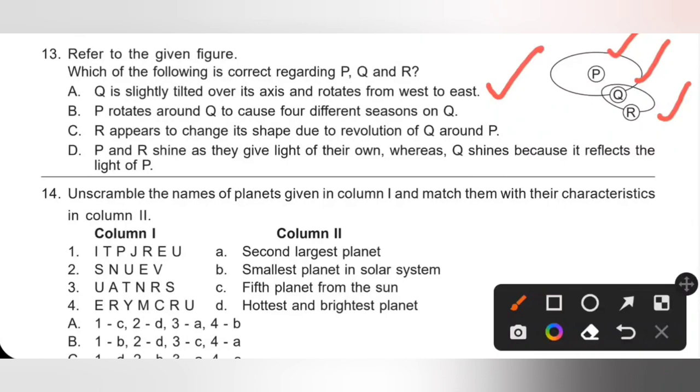B. P rotates around Q to cause four different seasons on Q. It is incorrect because Earth revolves around the Sun to cause four different seasons on Earth. C. R appears to change its shape due to revolution of Q around P. It is also incorrect because the moon, the natural satellite, appears to change its shape due to the revolution of Earth around the Sun. D. P and R shine as they give light of their own. It is also incorrect because the moon does not have light of its own. It reflects the Sun's light. So option A is the correct answer. Option A.